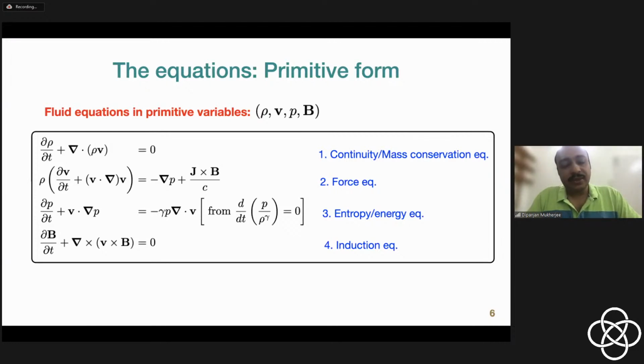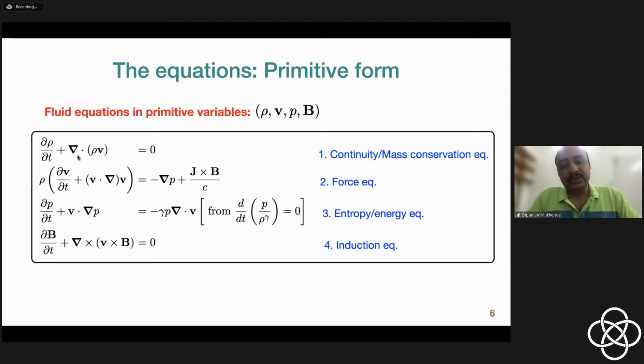These are the basic equations that describe the evolution of fluids. This is the mass conservation equation, or the continuity equation. This is the momentum equation. This is the pressure equation, or the energy equation, as somebody must have taught. And this is the induction equation that comes from Maxwell's equation for the del B del t term.